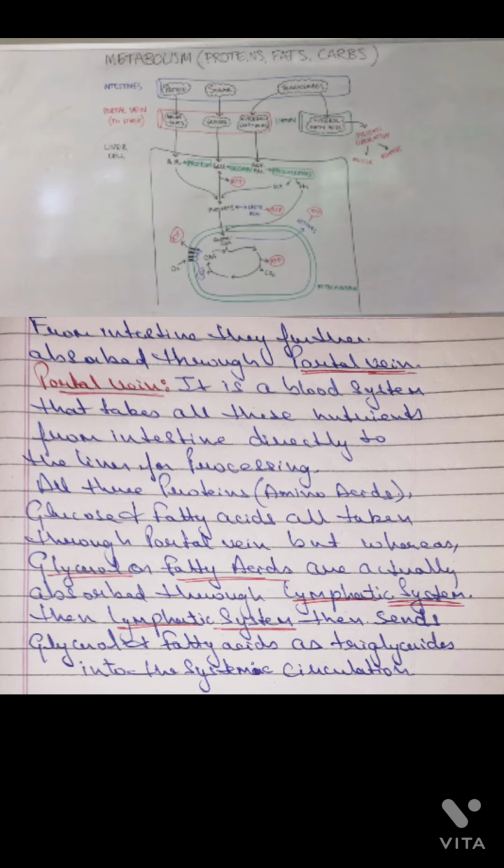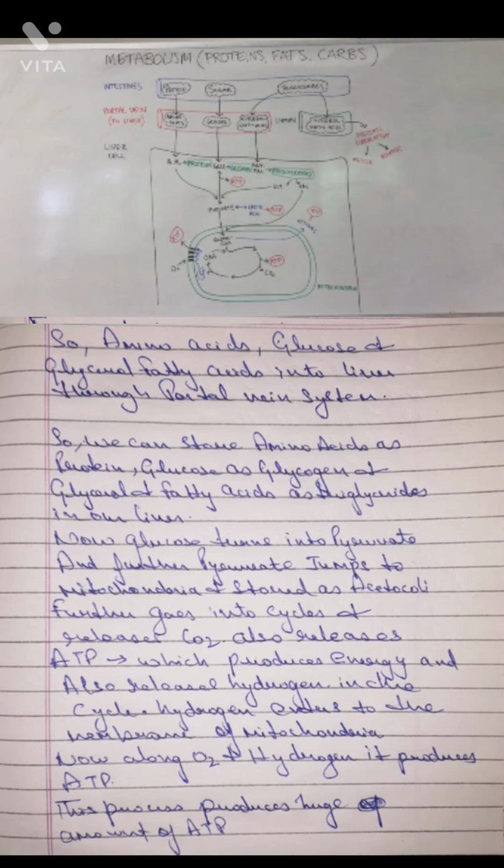Amino acids and glucose are taken through the portal vein, whereas glycerol and fatty acids are absorbed through the lymphatic system. The lymphatic system then sends glycerol and fatty acids as triglycerides into the systemic circulation. What is the systemic circulation? Nutrients are taken from the small intestine to the liver through the portal vein system, and then further to our organs and tissues for energy. Whatever work, movement, exercise or running we do is powered through the portal vein system to the liver, and from the liver to our systemic circulation.